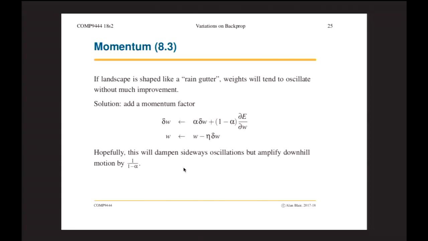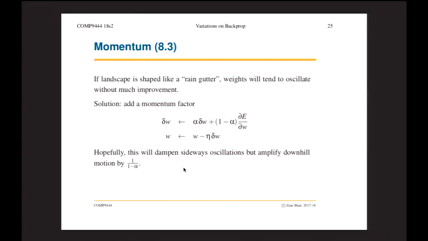It also may help you to get out of small local minima. So if you have a little bump along the way like this, then the momentum, if you're lucky, may help you to get bumped out of there instead of getting stuck. Another way to think of this is as an intermediate between batch learning and online learning.